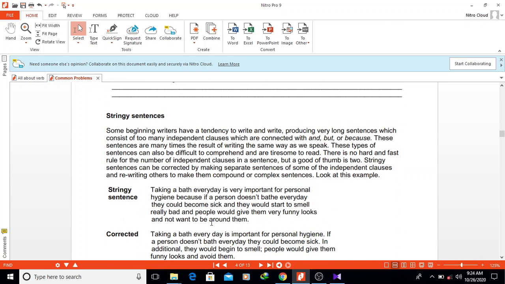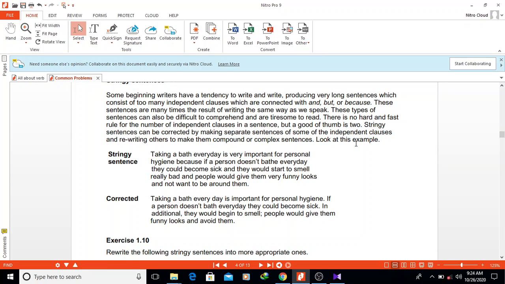The next error is stringy sentences. Apa maksudnya? Producing a very long sentence which consists of too many independent clauses which are connected with and, but, or because. Okay, this is, let's say, wordy, too long sentence. You have to remember that when I read your sentence, your writing, I am breathing. Ya, saya bernafas gitu.